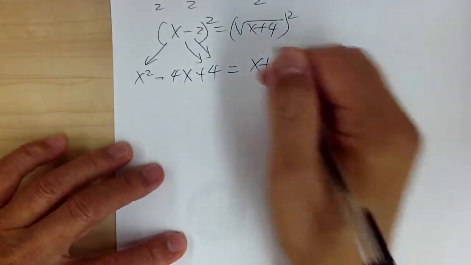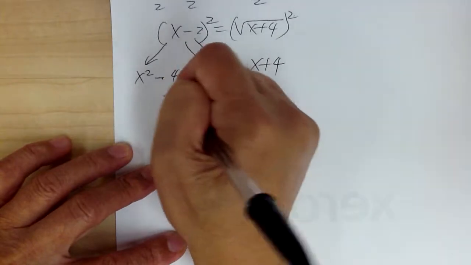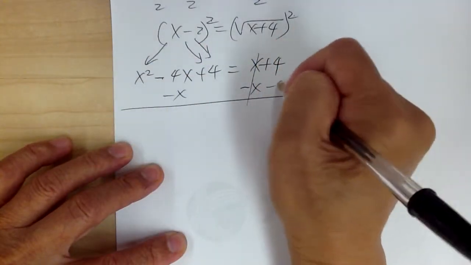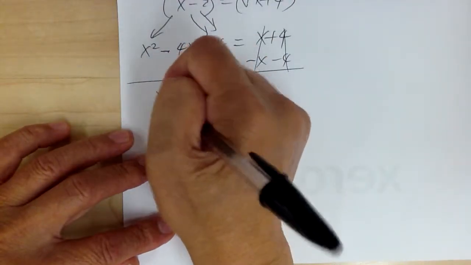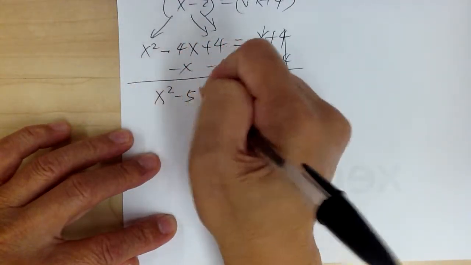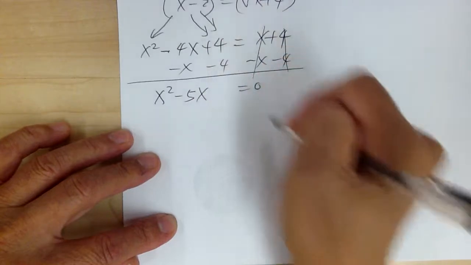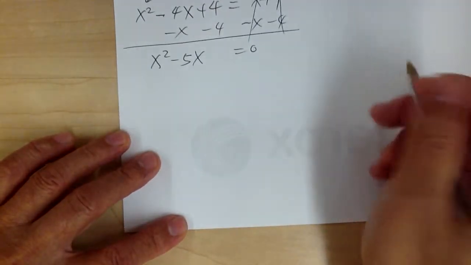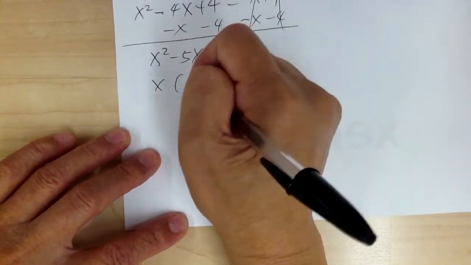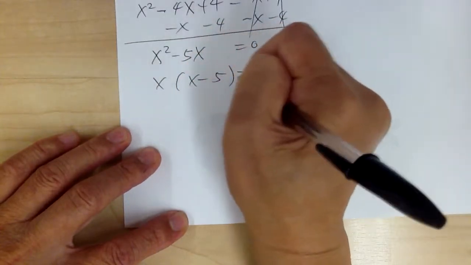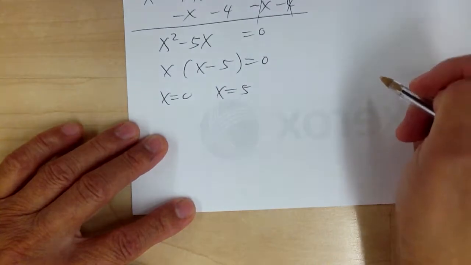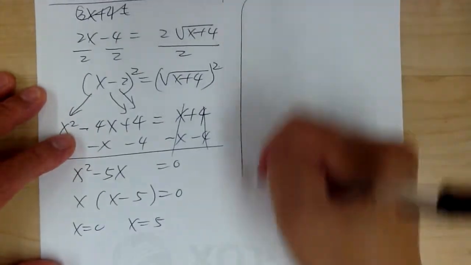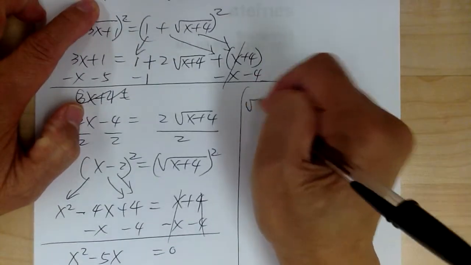Okay, then I'm going to make it equal to 0. So minus x on both sides. Cancel out. Minus 4 on both sides. Cancel out. So I get x squared minus 5x equal to 0. So do factoring. Step 1, common factor. Factor out the x. So from here I get x equal to 0, x equal to 5. Okay, so I'm ready to do checking. I'm going to check the 0 first. So I put a 0 in here.